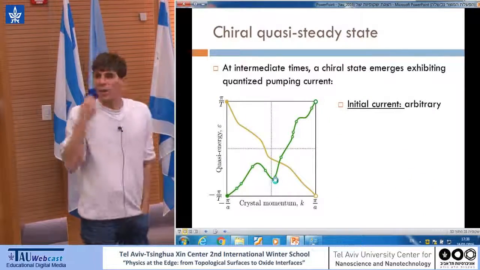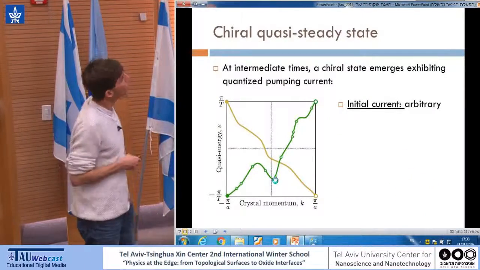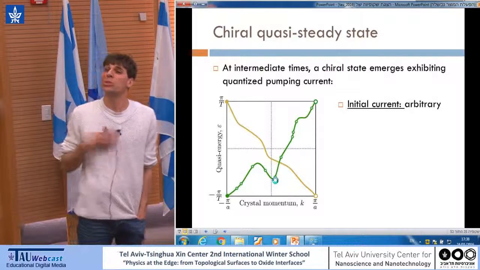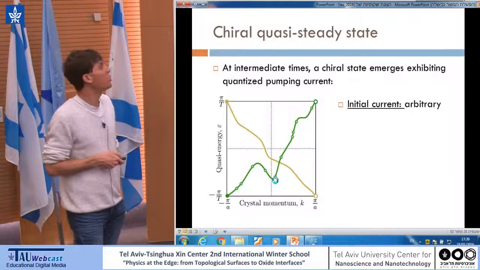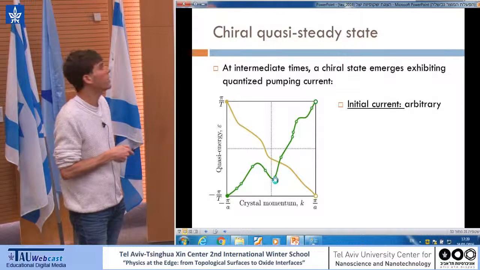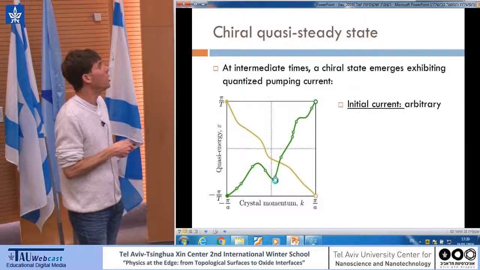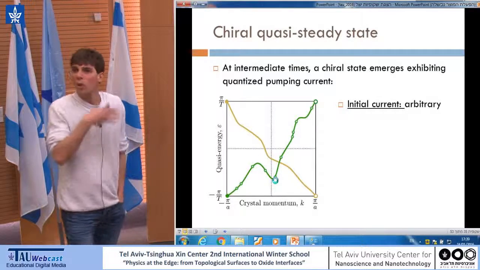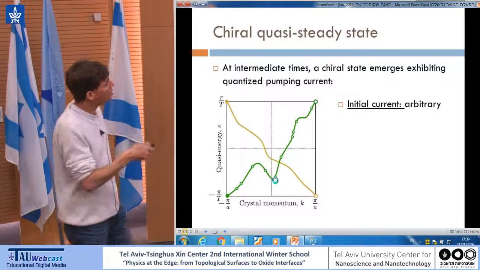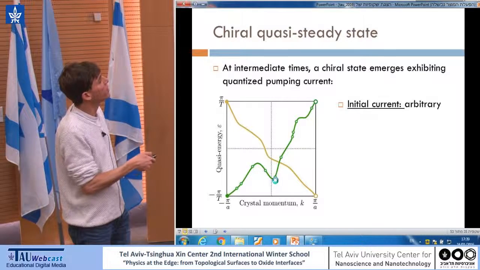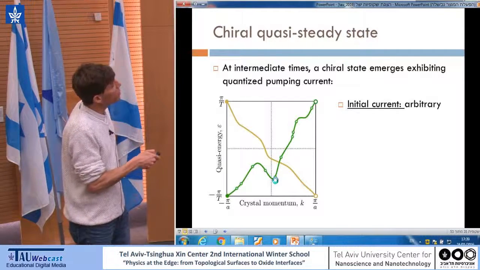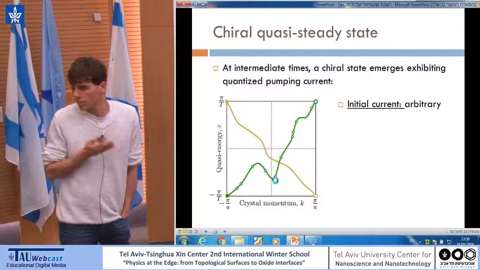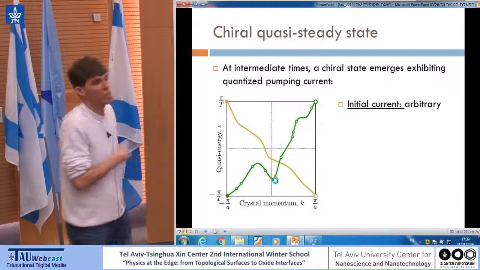But I just want to explain what would happen if this were true. If this were true, we could think about the following situation. We initialize some state. It could be a random state. We just choose momentum states here and occupy them randomly, but I only occupy particles in this green band. The current with this initial state is just arbitrary, because the dispersion doesn't have to be monotonic.